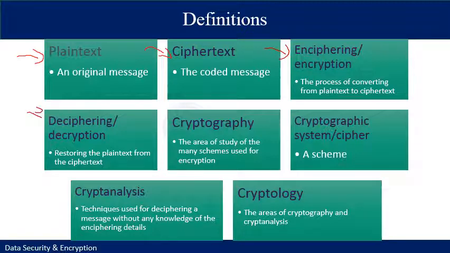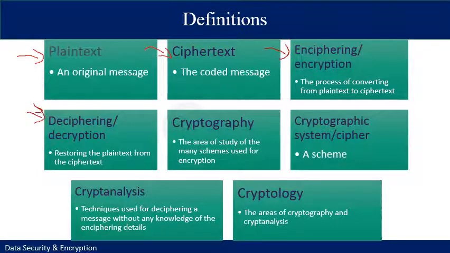Similarly, the process to decode the information back to plain text from the ciphertext is known as deciphering or decryption. It restores the plain text from the ciphertext using the same algorithm used to convert the plain text to the ciphertext, but in the reverse order.